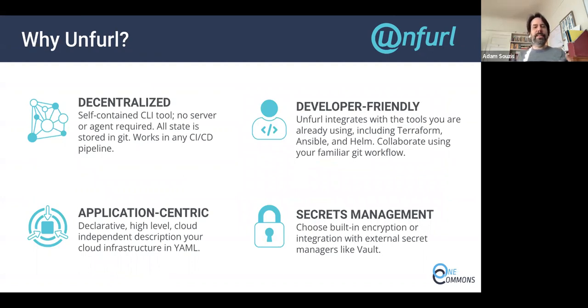One, it's decentralized. With Unfurl, there's no server or agent. It's just a command line tool. So it's really easy to work with, both individually as a developer or in whatever CI/CD pipeline you have. It's not tied to particular implementations like Jenkins or GitLab CI or Circle CI, and so it can just run inside those. And because we're using Git, it's developer friendly.